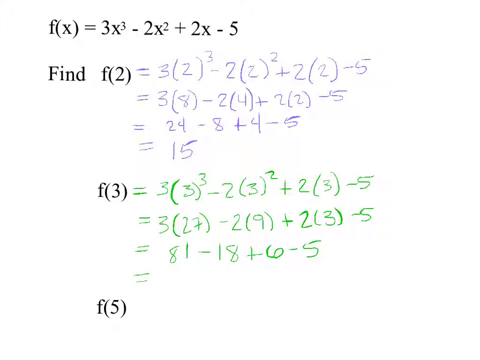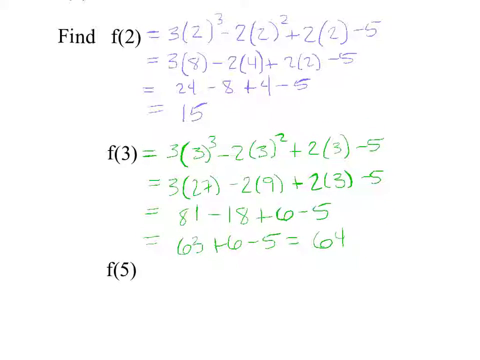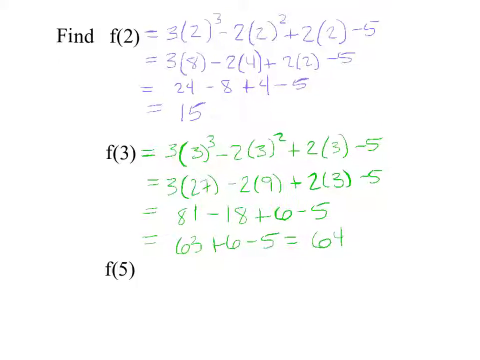All right. Oh, this is going to be fun. 81 minus 18 would be 63, I hope. Plus 6 minus 5 would be 64. I hope I'm correct on that. Okay. And then f of 5 means, again, I'm going to take 5 and plug it in for x. So I will have 3 times 5 cubed minus 2 times 5 squared plus 2 times 5 minus 5.